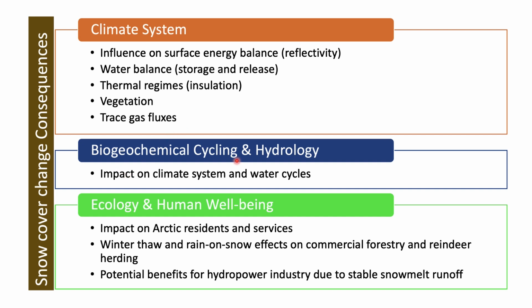And if you look at the biogeochemical cycle and hydrology, it impacts the climate system and water cycles. In the later part of the series, we will be looking at these effects in a much more detailed way. Then we have the ecology and the human well-being. So here the impact on Arctic residents and services happens because of cryosphere change.